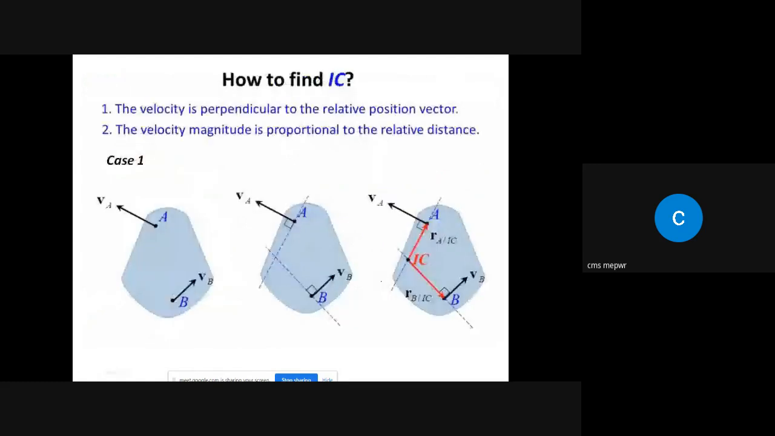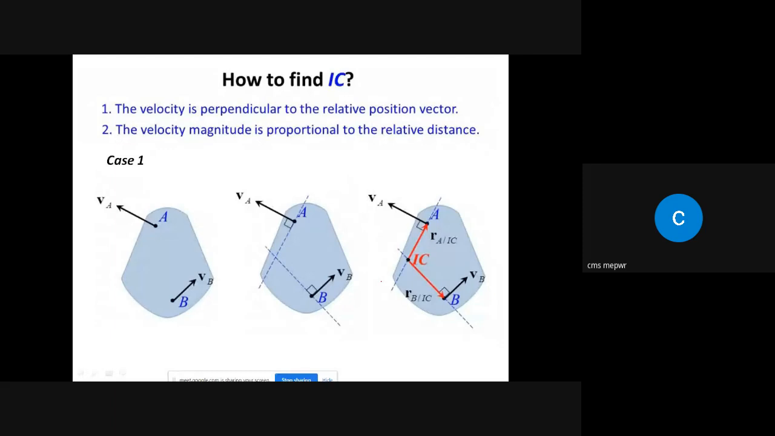Okay, as I have told you, if it is obvious, then sometimes we can find out the instantaneous center just by observation. But if it is not that clear, then how do we find out the instantaneous center of zero velocity? There are certain conditions, two conditions that we have.